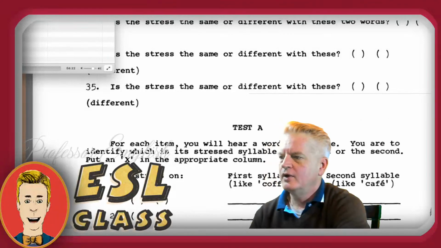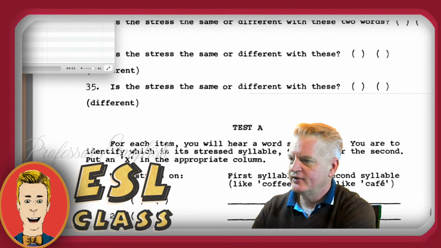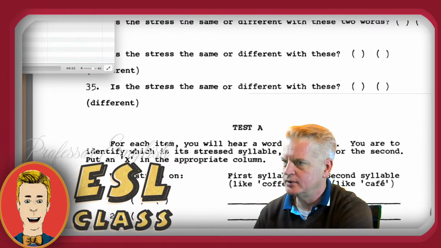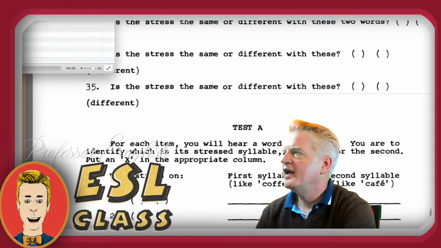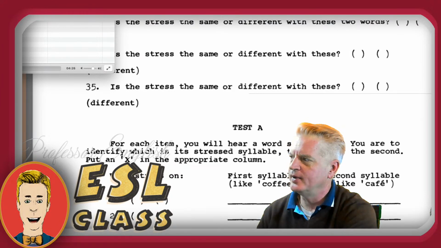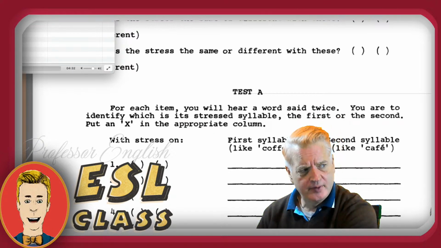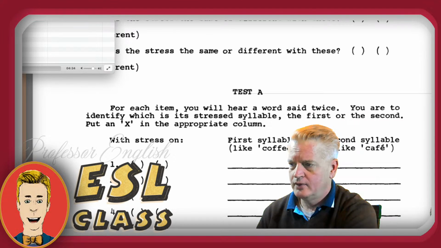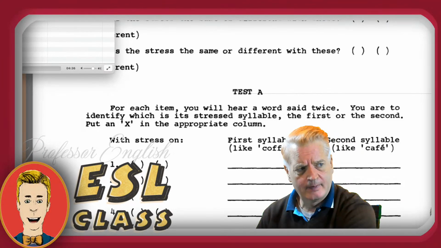Test A. Okay, so we're going to have some two-syllable words, and we have to figure out where is the stress, on the first syllable or the second syllable. 1. Etwas. Etwas. I guess that's the first syllable, right? 2. Essen. Essen. I guess that's the first syllable.